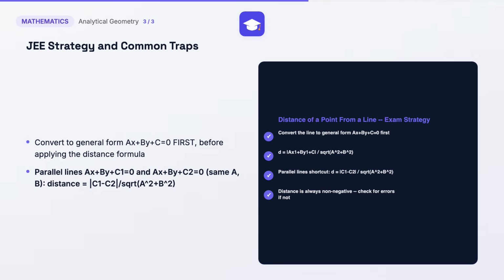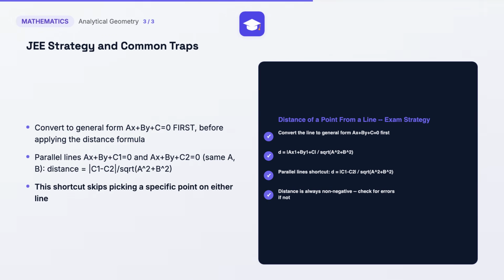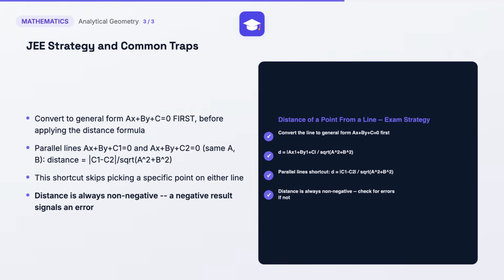A frequently tested trap involves finding the distance between two parallel lines, ax plus by plus c1 equals 0, and ax plus by plus c2 equals 0. Notice these must have the exact same a and b coefficients to actually be parallel, and their distance apart simplifies directly to the absolute value of c1 minus c2 over the square root of a squared plus b squared, a useful shortcut that skips picking a specific point entirely.